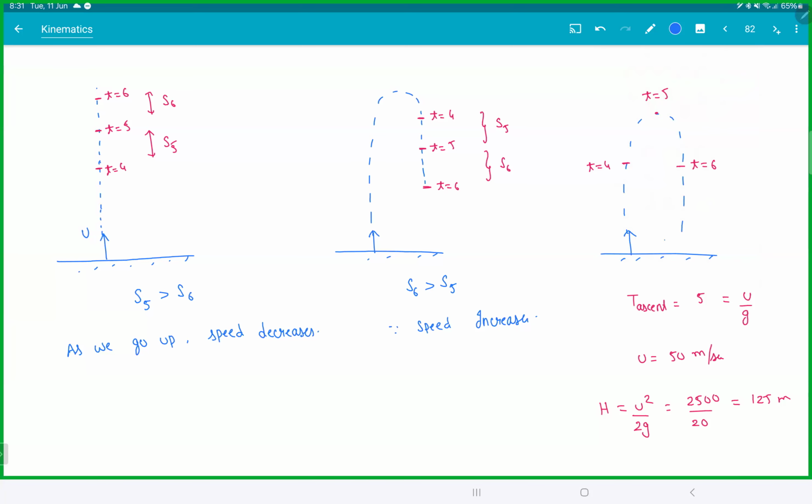But g would be opposite. g is always negative. Whether you go up or whether you come down, gravity is always downward, and down is always negative, isn't it? In the formula which you use, we always take g as negative. All clear? Surya, got that?